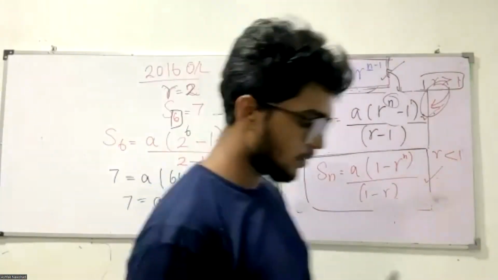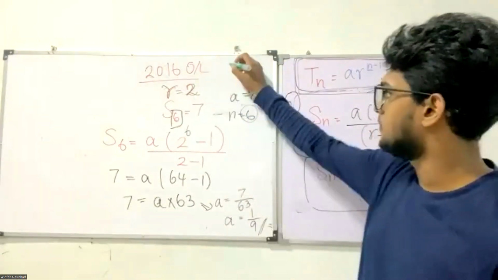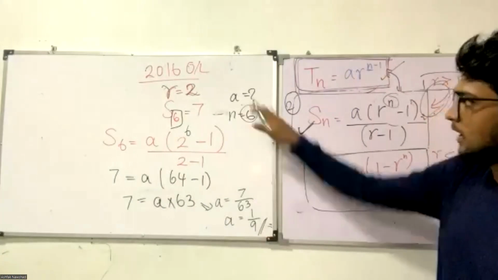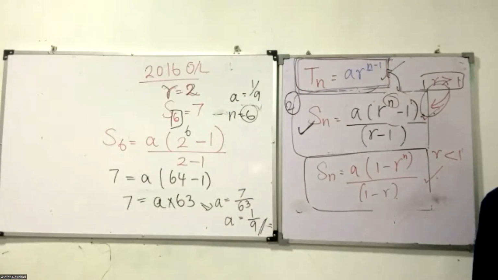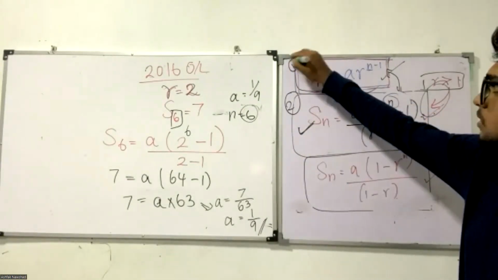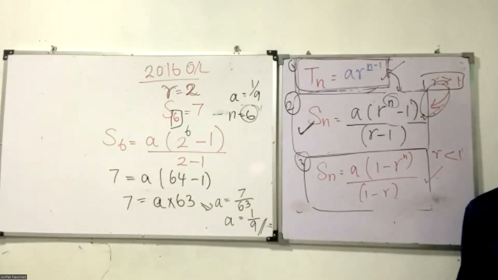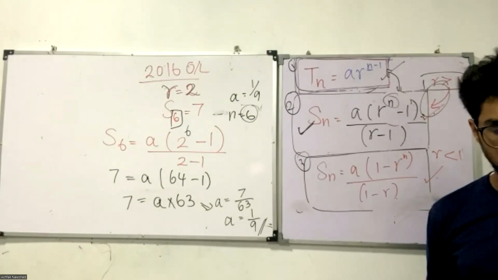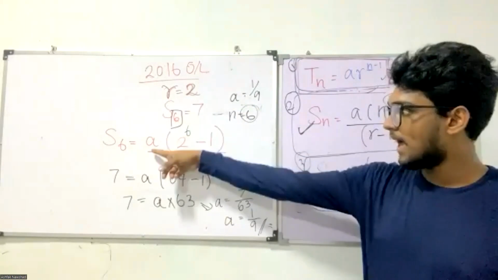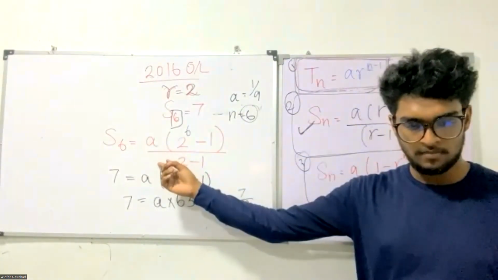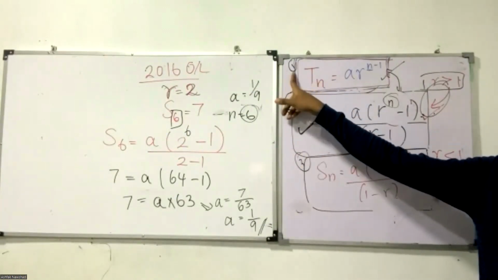Now they ask us to find the fifth term. We know the first term now. First term is 1 over 9. And we also know the ratio. So we can definitely find the fifth term. Which formula do we use? 1, 2, or 3? Let me know. Clearly, in the first question, we had to use the sum to get something. Now you don't need the sum. So we use the first formula.